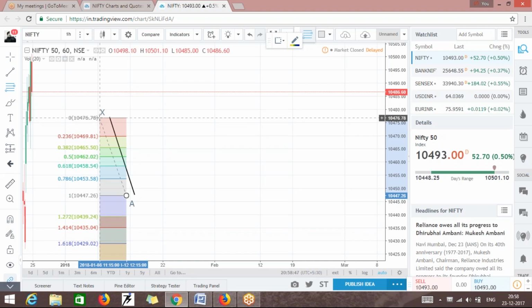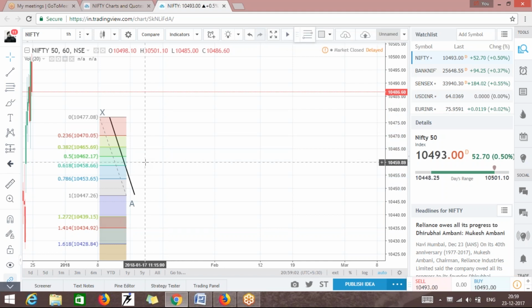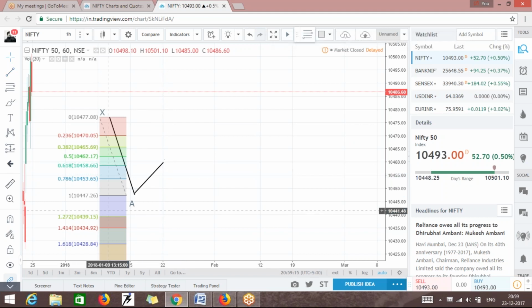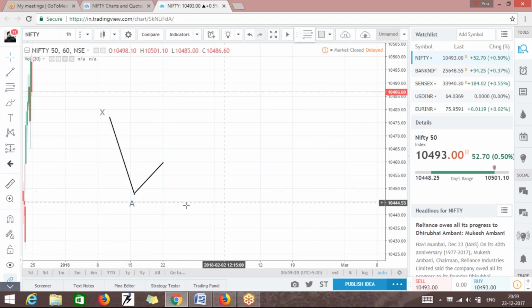Sorry, actually while taking a bearish Gartley, we need to take the retracement levels like this. We are looking for a level at 10459. So we got our second point, from here to here. This is what we got. This is the point, that is B.